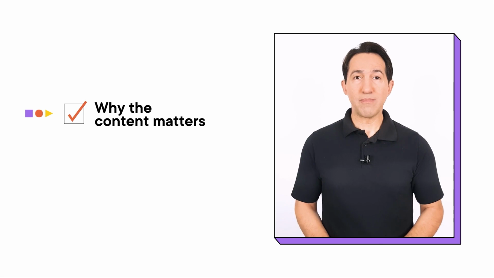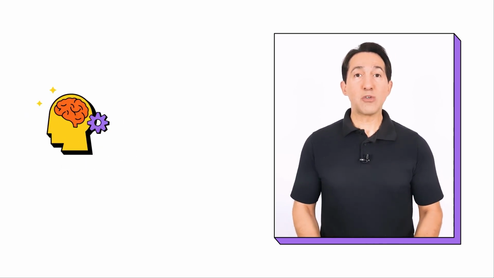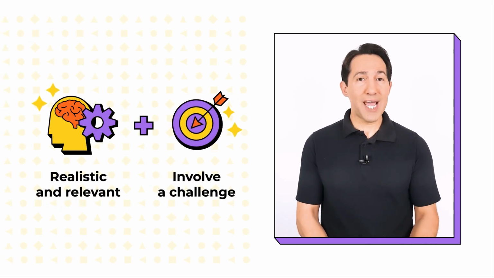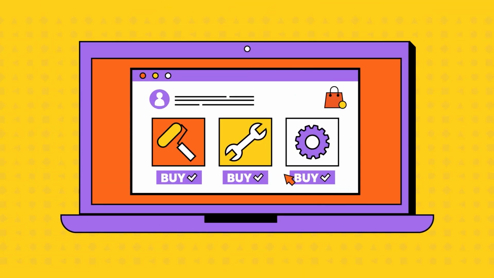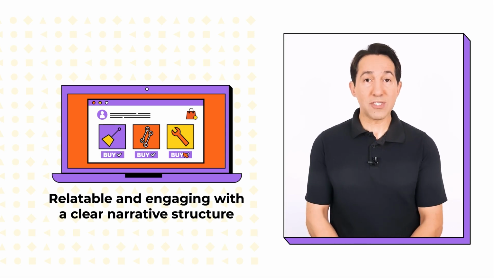Create a relatable scenario. Once you've identified why the content matters to the learner, the next step is to create a relatable scenario. The scenario should be realistic and relevant to the learner's work and should involve a challenge or problem that the learner may face. For example, in the sales rep example, you might want to create a scenario where a customer is interested in purchasing a product, but has some concerns and objections. The scenario should be relatable and engaging, with a clear narrative structure and characters that learners can connect with.